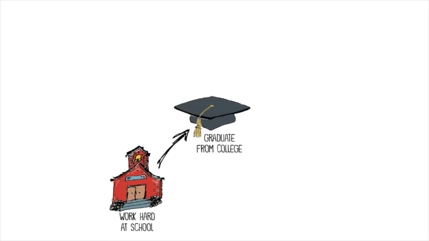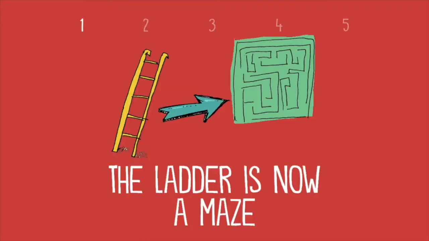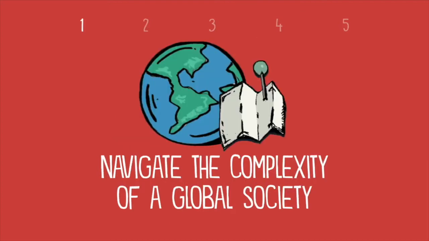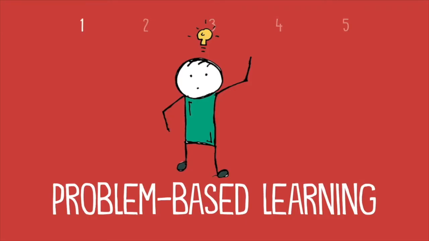For years, the model has involved going to school, being compliant, getting into college, and then climbing the corporate ladder. But the ladder is now a maze, and our students need to know how to navigate the complexity of a global society. In other words, students need to be empowered to solve real-world problems. And that's why we have problem-based learning.